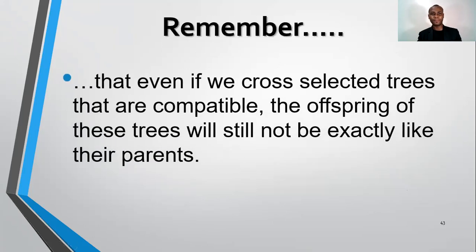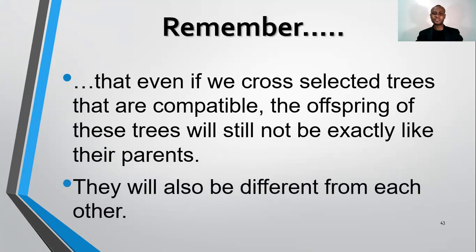So you need to remember that even if we cross-select trees that are compatible, the offspring of these trees will still not be exactly like their parents. That's what I mentioned earlier. They might also be different from each other. So you need to note this.